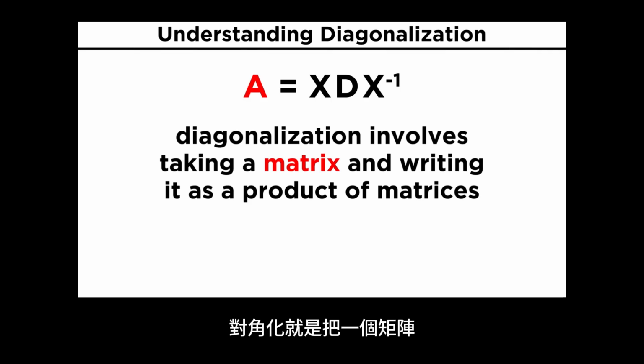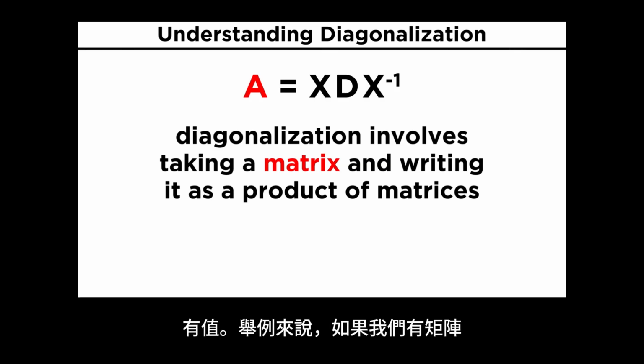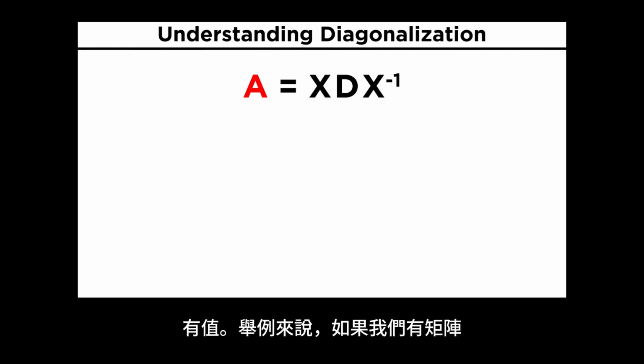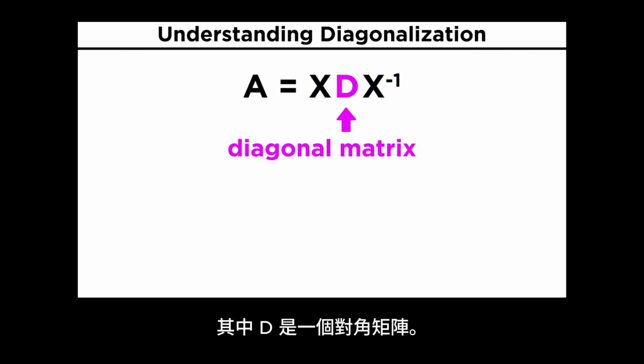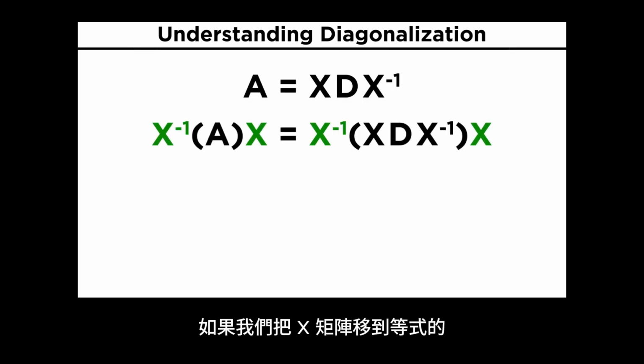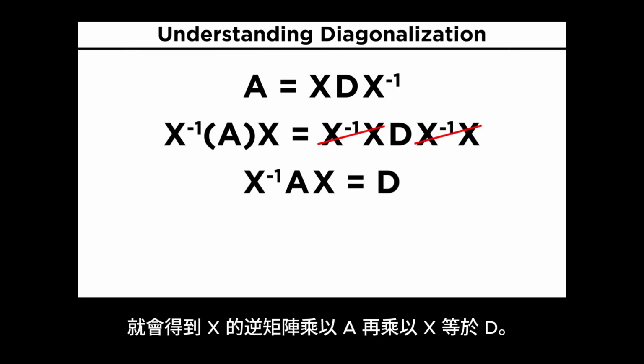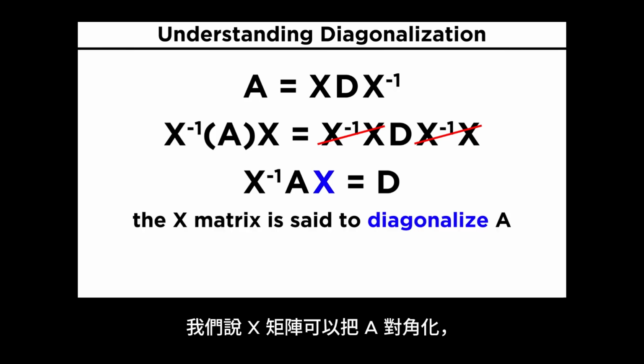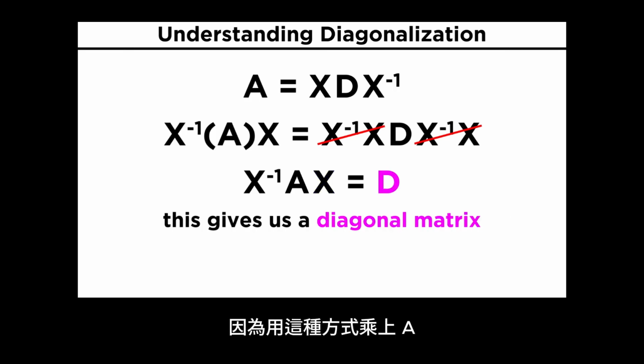Diagonalization involves taking a matrix and writing it as a product of matrices, one of which only has values along the diagonal. For example, if we have matrix A, we will write it as X, D, X inverse, where D is a diagonal matrix. If we move the X matrices to the other side, we see that X inverse AX equals D. The X matrix is said to diagonalize A because multiplying A in this way gives us the diagonal matrix D.